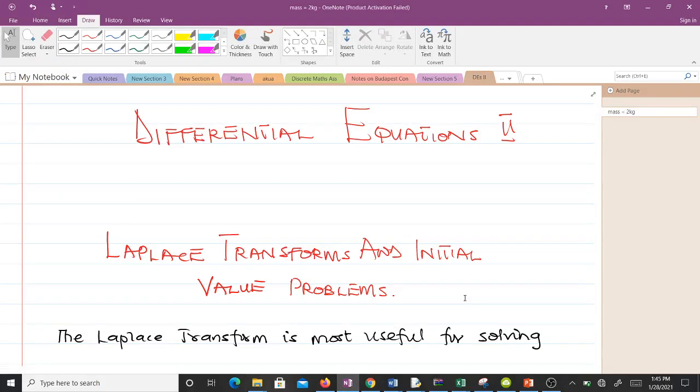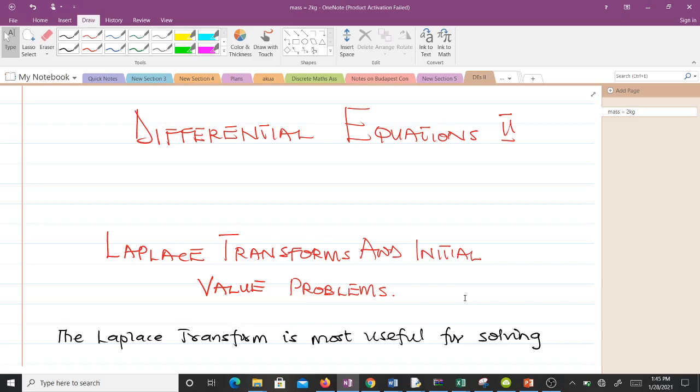So, this is going to be our starting point in learning differential equations 2. In differential equations 2, what we'll be discussing a lot will be Laplace transforms. In differential equations 1, we learned how to solve differential equations by using the method of separation of variables and other methods that we were taught, the method of characteristics, the method of undetermined coefficients, and a whole lot.